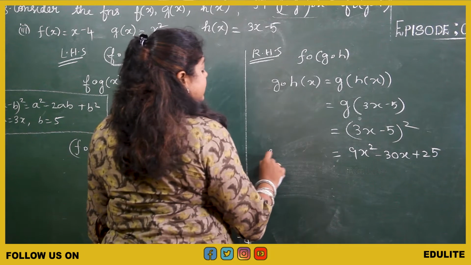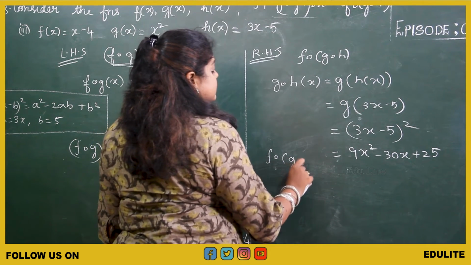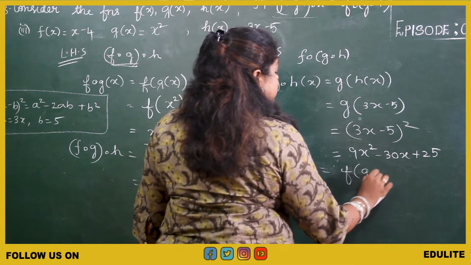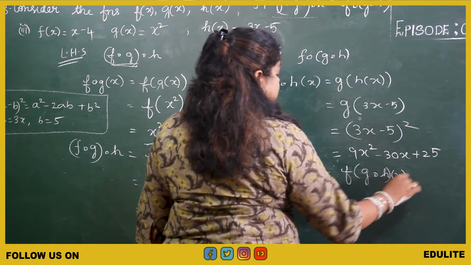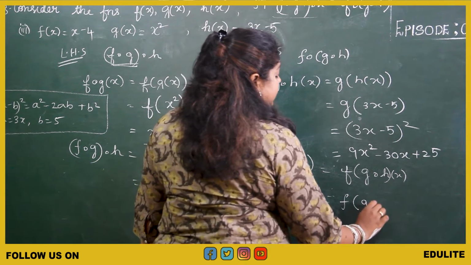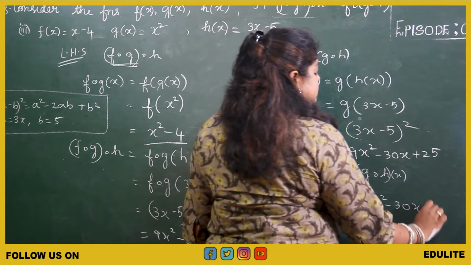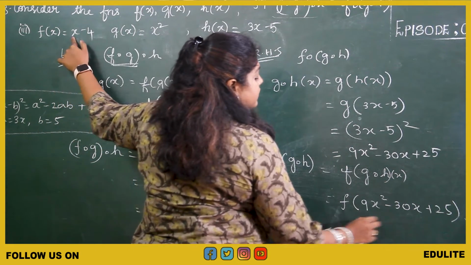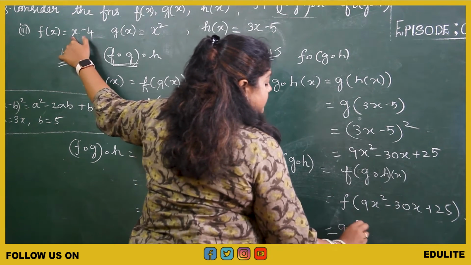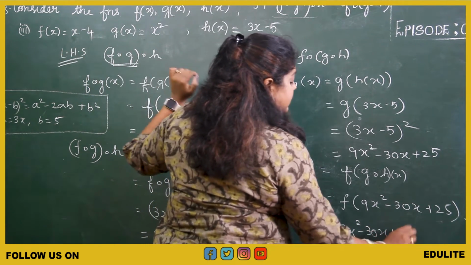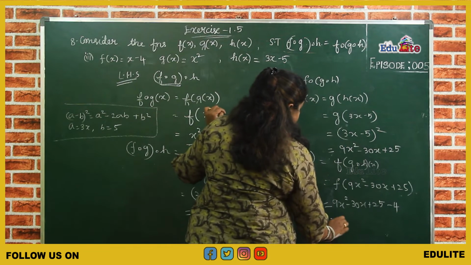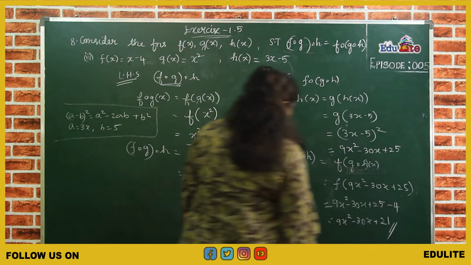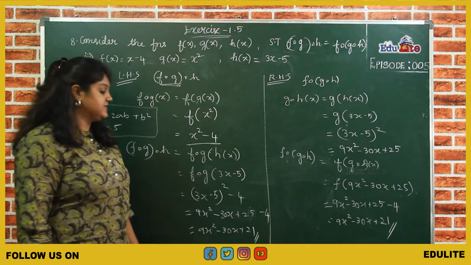Next what we have to do is we have to composite this with f, so f composite g composite h can be written as f of g composite h of x. So f of 9x squared minus 30x plus 25. F of x value is x minus 4. Therefore substituting in place of x this 9x squared minus 30x plus 25 minus 4. 9x squared minus 30x plus 21. Whereas left hand side is equal to right hand side, hence proved.